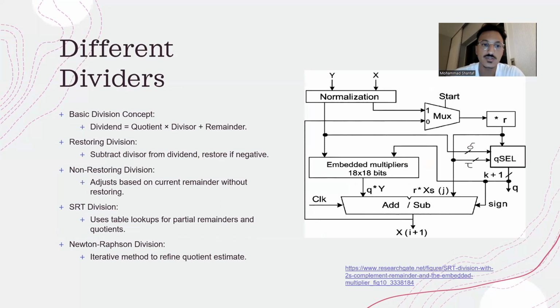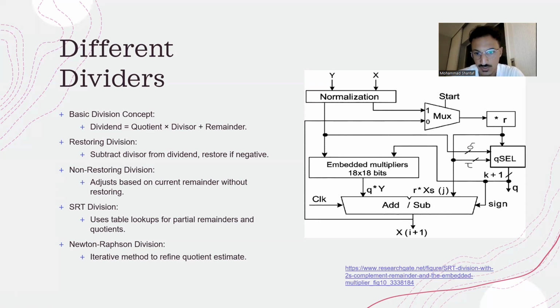Okay. Next, over here we have different dividers. We have a basic division concept, a restoring division, a non-restoring division, an SRT division, and a Newton-Raphson division. A basic division is a dividend that consists of a quotient multiplied by the divisor plus the remainder, whereas the restoring division consists of subtracting the divisor from the dividend and restoring it if negative. As for the non-restoring, it's the same as the restoring, but the only difference is that it won't restore a value that is negative. An SRT division uses table lookups for partial remainders and quotients.